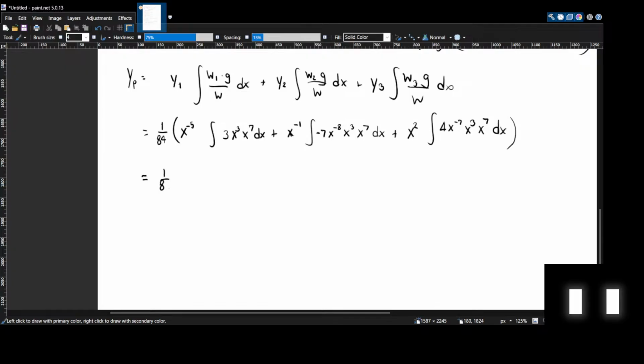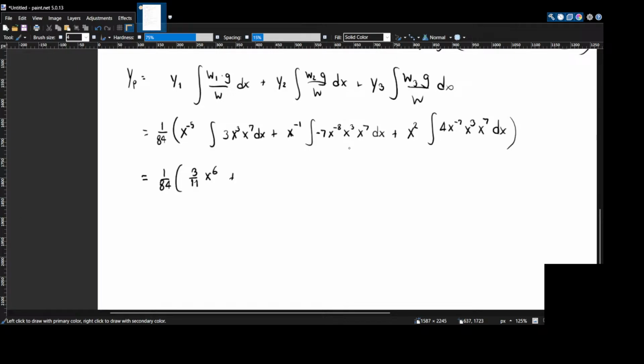So this one becomes 1 over 8 to 1 divided by 84. This is x to the power of 10 integrated will become x to the power of 11 divided by 11. Okay, so it's going to be 3 over 11 times x to the power of 6. This term is x squared.